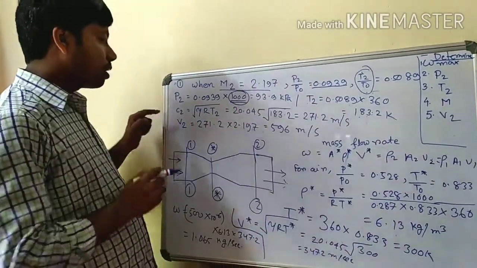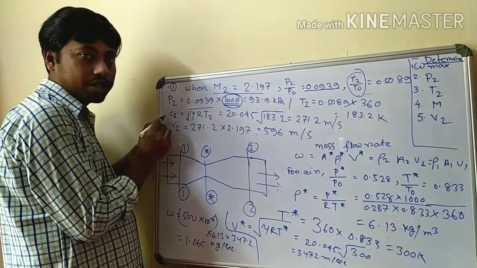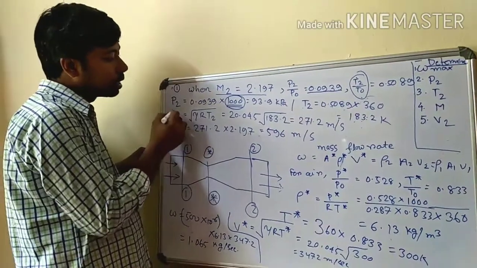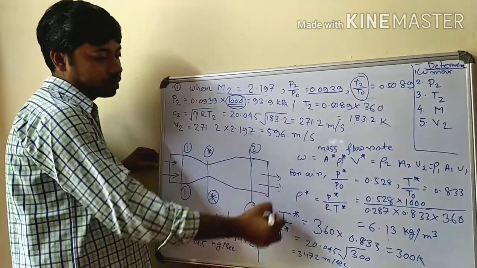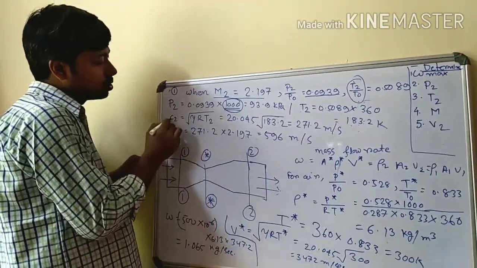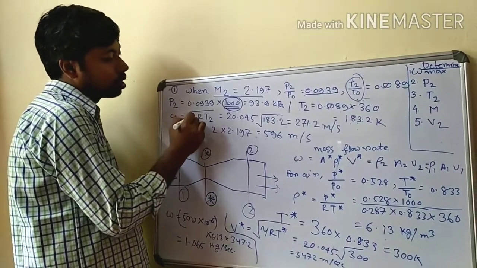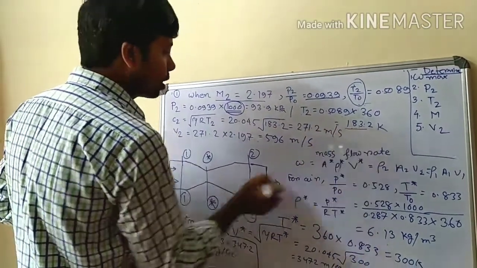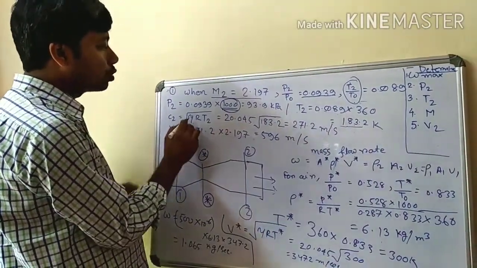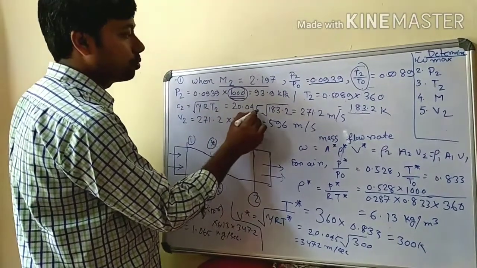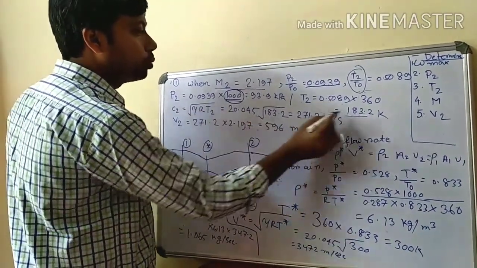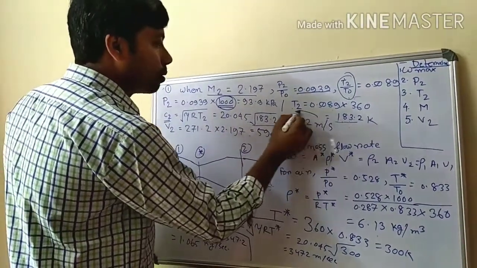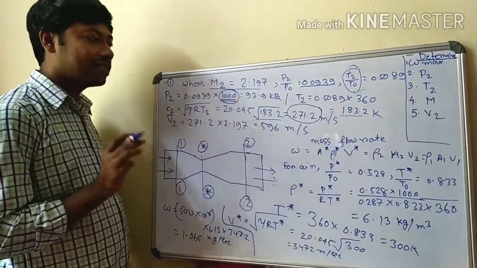Now, as you know, the sonic velocity means the velocity of sound, at the exit condition. If you want to calculate the velocity of sound, that will be C2 equal to under root of gamma R T2. The value of T2 is coming out from this equation as 183.2. So under root of gamma R, basically 20.045, and under root of T2, that will be 183.2 here. So C2 will be 271.2 meter per second.